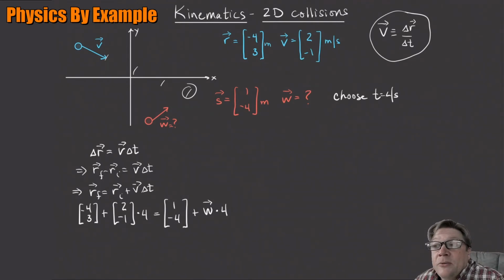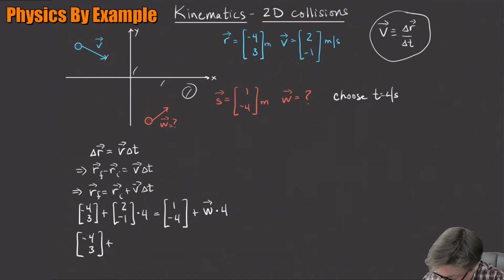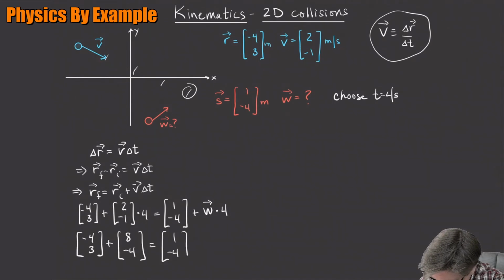This is just a vector equation. No problem, we can manipulate vectors as their own little objects, and I'm going to solve for W. So we know how to do this. This is -4 and 3 plus, I just multiply a vector times a scalar there, each component times the number. So that's just going to be 8 and -4. This is equal to 1 and -4 plus 4W. Okay, neat.